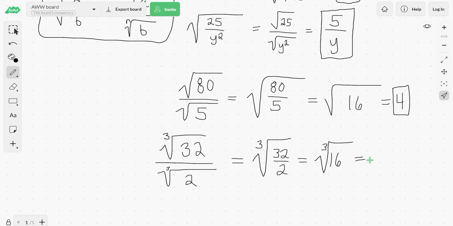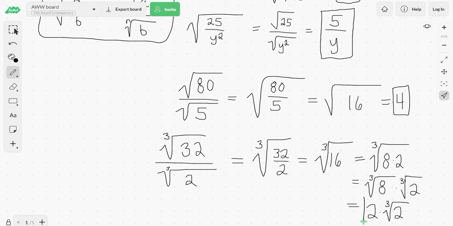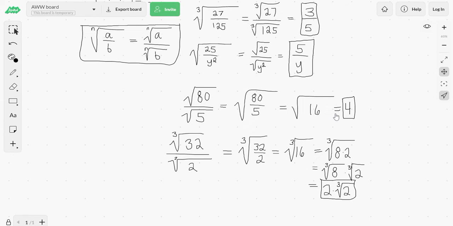It's 2 cubed. So we can re-express 16 in the following way. We can write it as 2 cubed times 2. Or if you like it better, 8 times 2, whichever you prefer. Now this is the same thing as the cube root of 8 times the cube root of 2. The cube root of 8 is 2, so we get 2 times the cube root of 2. Awesome.